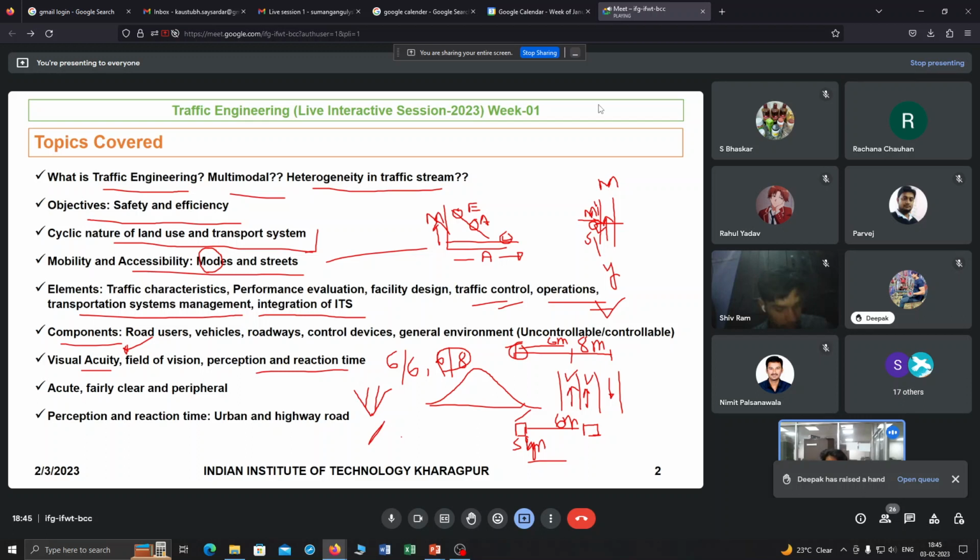Suppose something happens abruptly along the road, and you do not have an idea what is happening, so it will take more time for you to react. Your perception reaction time will be higher in that case.